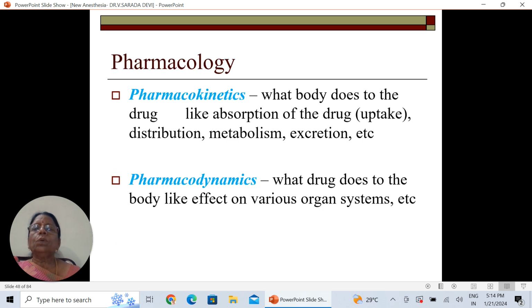Pharmacology: pharmacokinetics and pharmacodynamics. Pharmacokinetics is what the body does to the drug, like absorption of the drug, uptake, distribution, metabolism and excretion. Whereas pharmacodynamics is what the drug does to the body, like effects on various organs, systems, etc.